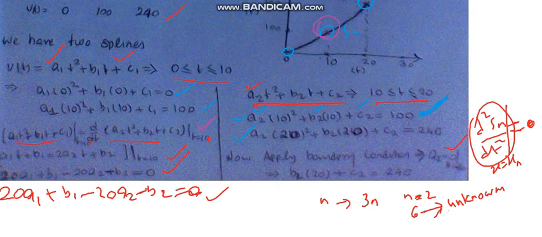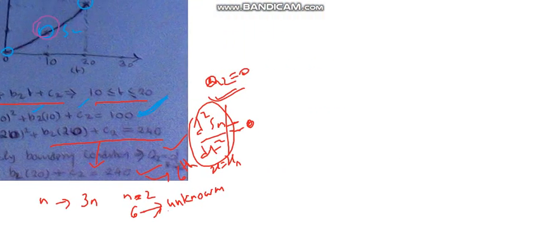Then we will get b2 into 20 plus c2 equal to 240. If you apply this boundary condition, then a2 directly becomes 0, and we will have only this part in the last case, that is b2 into 20 plus c2 equal to 240. So that is the 6th equation. Now we will have 6 equations and 6 unknowns that we can solve, and actually I have solved. You can solve by hand, or you can use matrix algebra.